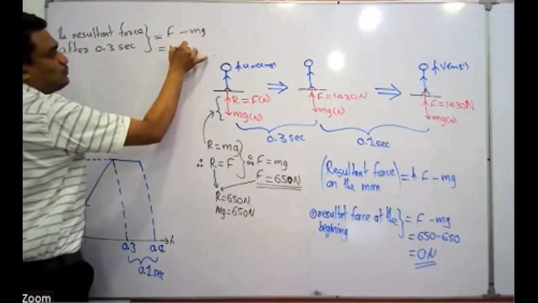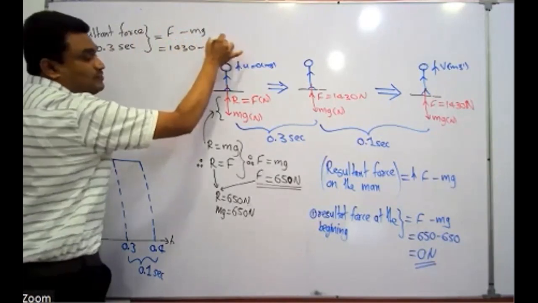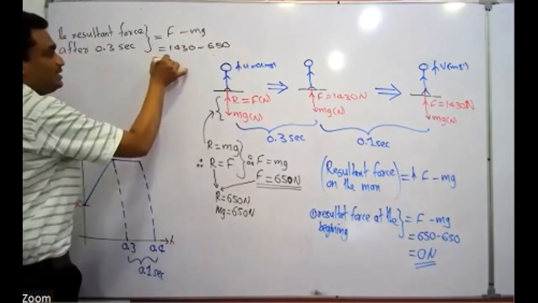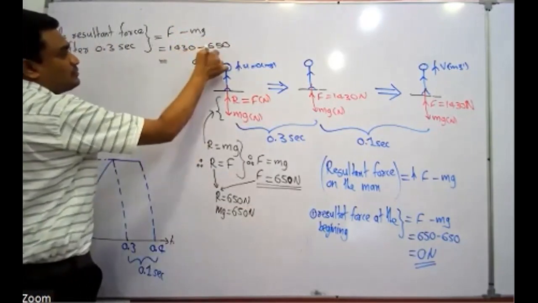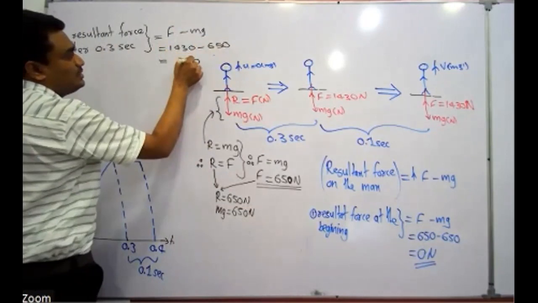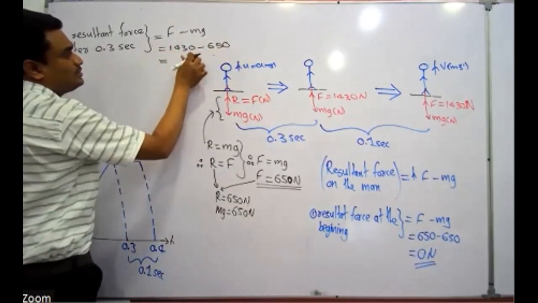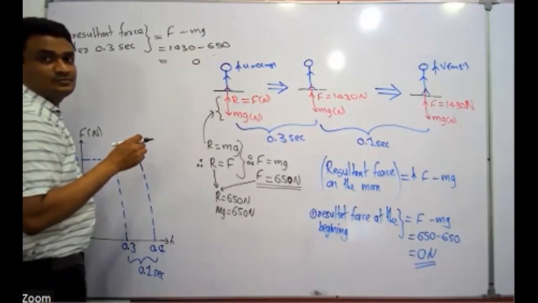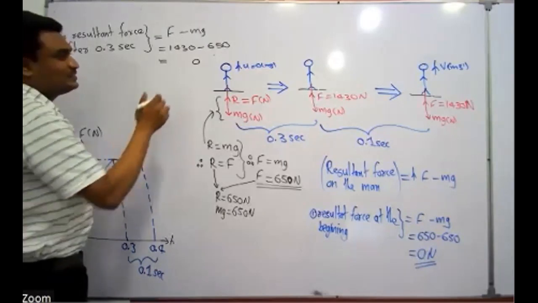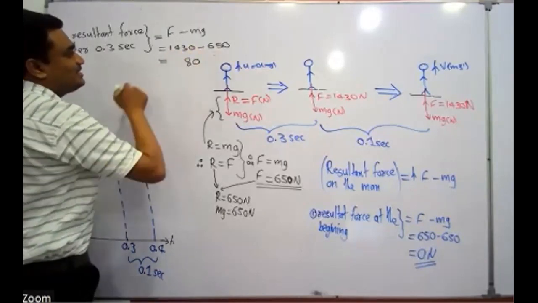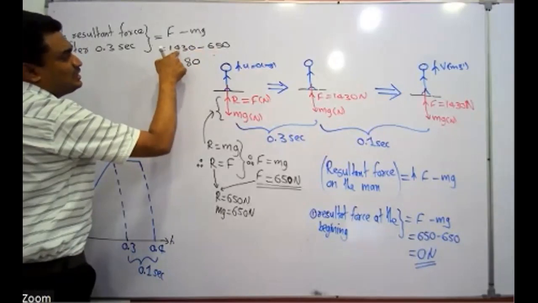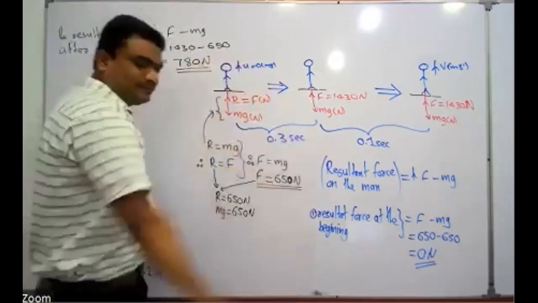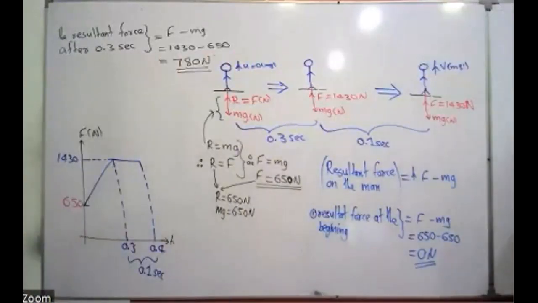F is 1430, and mg is 650, which is given in the question. I have asked you to underline it. 13 minus 5 is 8. 30 minus 6 is 7. So the resultant force is 780 Newton. Okay.